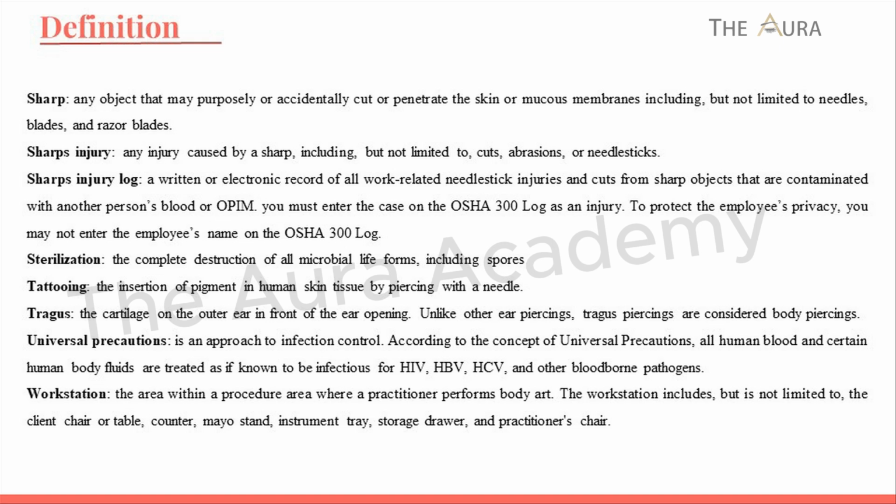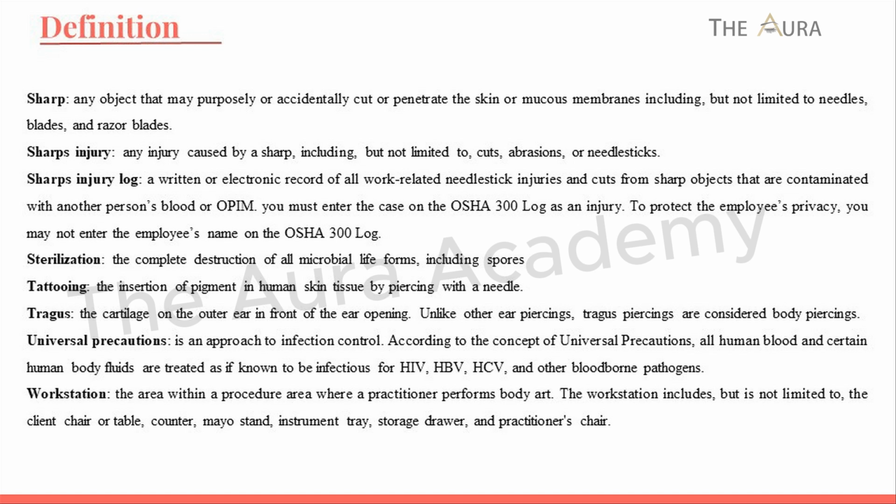Sharp: any object that may purposely or accidentally cut or penetrate the skin or mucous membranes, including, but not limited to, needles and razors. Sharps injury: any injury caused by a sharp, including, but not limited to, cuts, abrasions, or needle sticks. Sharps injury log: a written or electronic record of all work-related needlestick injuries and cuts from sharp objects that are contaminated with another person's blood or other potentially infectious material. You must enter the case on the OSHA 300 log as an injury. To protect the employee's privacy, you may not enter the employee's name on the OSHA 300 log.